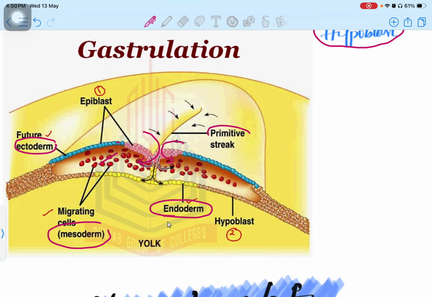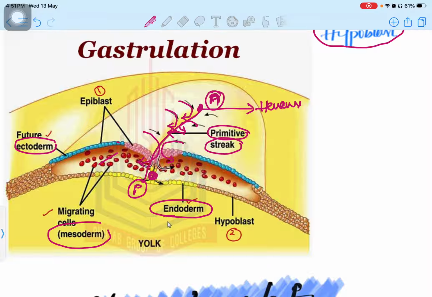So this is happening because of the primitive streak. The primitive streak is nothing but the movement of the cells inside like this. They all are moving, migrating inside. From this region, the posterior region, the primitive streak will start, and it will continue till the anterior region. Okay, till here. When they go towards the anterior region, the Hensen node will be formed.